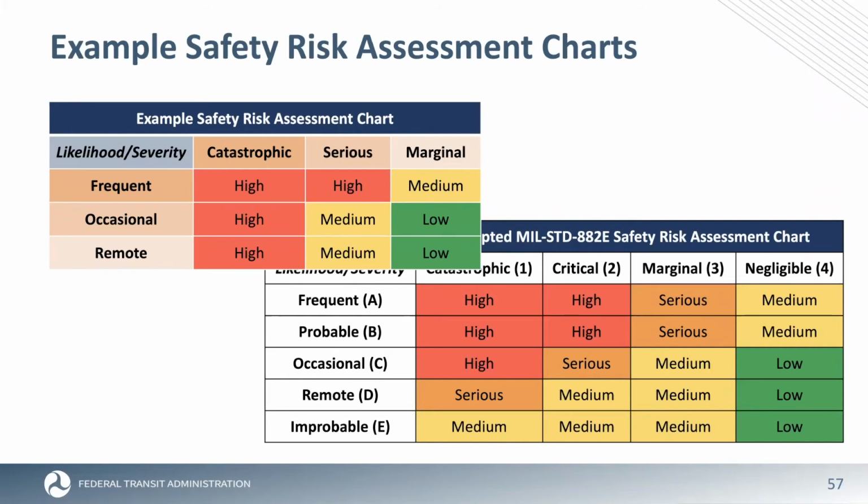We also, in reviewing agency safety plans, where transit agencies define their safety risk assessment process, have seen that some agencies actually will use different matrices depending on different situations. So what type of potential consequences? An agency may actually decide to use one chart or another based on the specifics of that potential consequence.